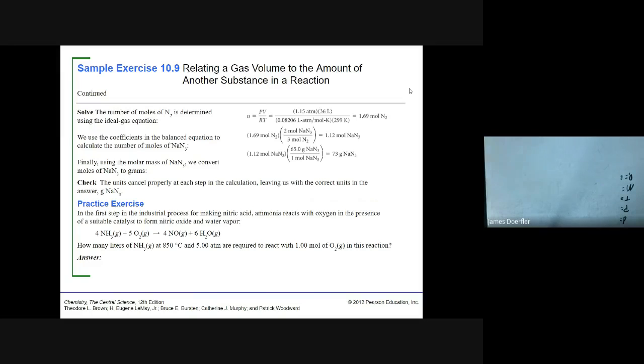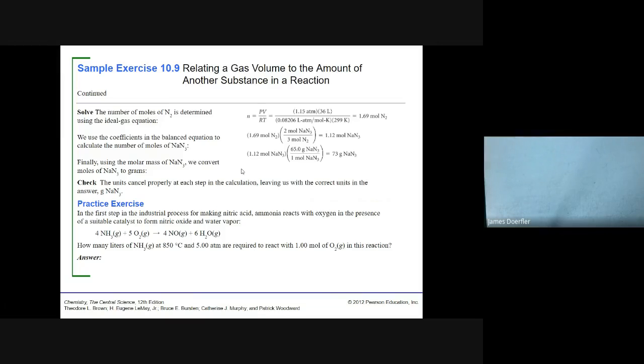In the first step in the industrial process for making nitric acid, ammonia reacts with oxygen in the presence of a suitable catalyst to form nitric oxide and water vapor. We see the balanced chemical equation for this process right here. We are asked how many liters of NH3 at 850 degrees Celsius and 5 atmospheres are required to react with 1 mole of O2 in this reaction.